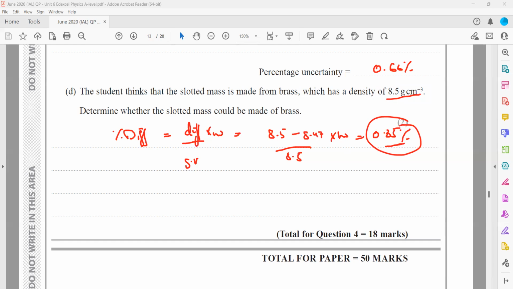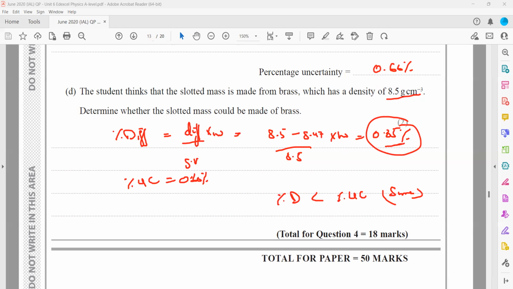So the percentage difference is smaller compared to the percentage uncertainty, which was 0.66%. So when the percentage difference is less than the percentage uncertainty, the values are the same, or the two objects have the same value. So we can say that this material, as the percentage difference is less than the percentage uncertainty, this mass will be made from brass.